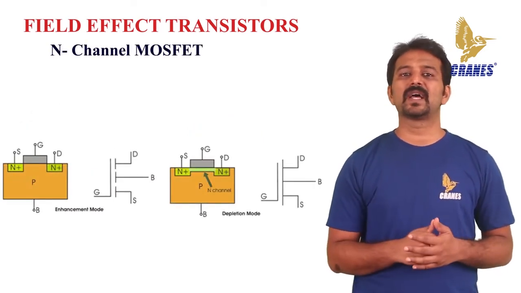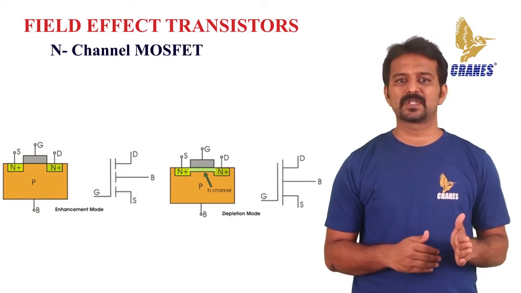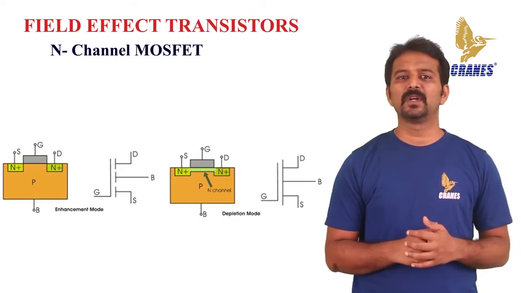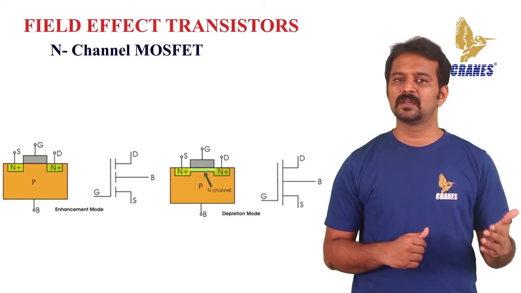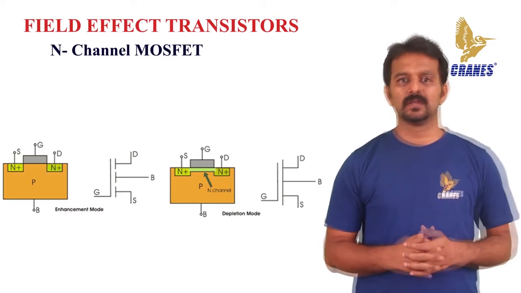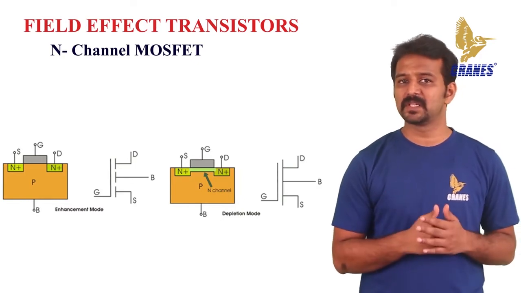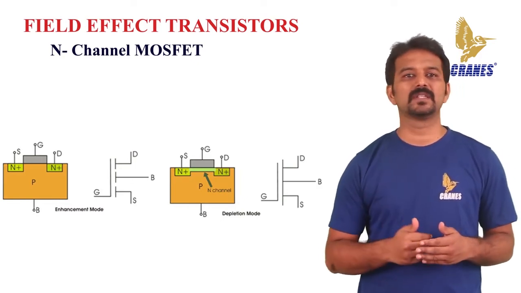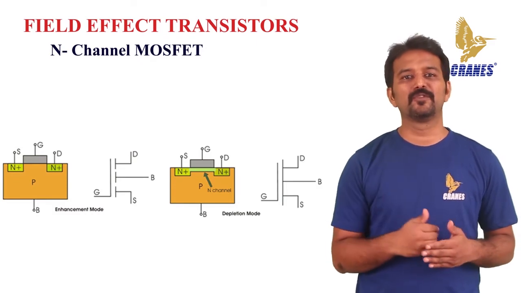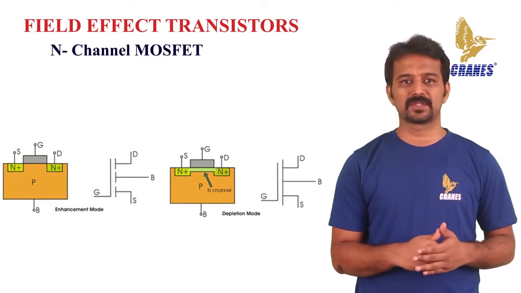The N-channel MOSFET has an N-channel region between the source and the drain. It is a 4-terminal device: the gate, drain, source and body. In this type of MOSFET, the drain and the source are heavily doped N plus regions and the substrate or the body is a P type. The current flows due to the negatively charged electrons.